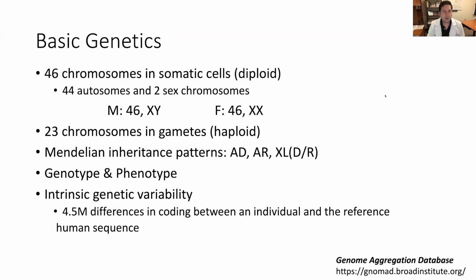I'll start off with a simple review of basic genetics. We all know that in humans, there are 46 chromosomes in the somatic cell, 44 autosomes and 2 sex chromosomes, XY in male and XX in female. The haploid gametes have 23 chromosomes. And most genes are inherited in Mendelian inheritance patterns.